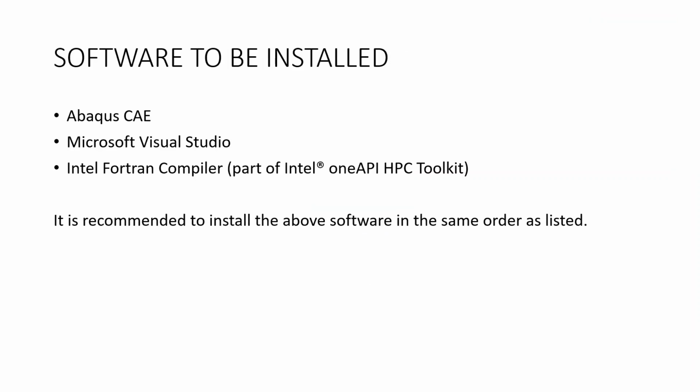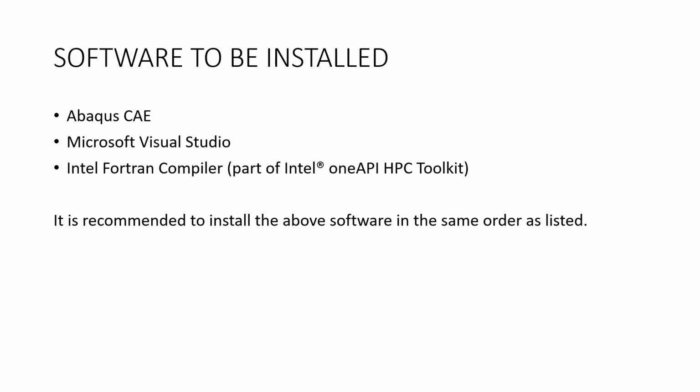So here I have listed the software which needs to be installed. First we have ABAQUS CAE. Apart from that, we need two more software: one is Microsoft Visual Studio and the other is the Intel Fortran compiler. This Intel Fortran compiler comes as part of the Intel oneAPI HPC toolkit, which is a high performance computing toolkit. What I recommend is that the software listed here is installed in the same order as listed.